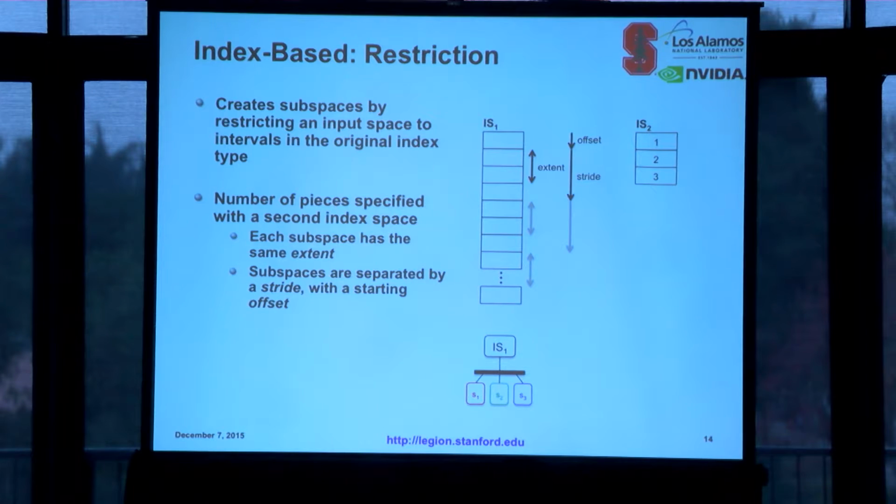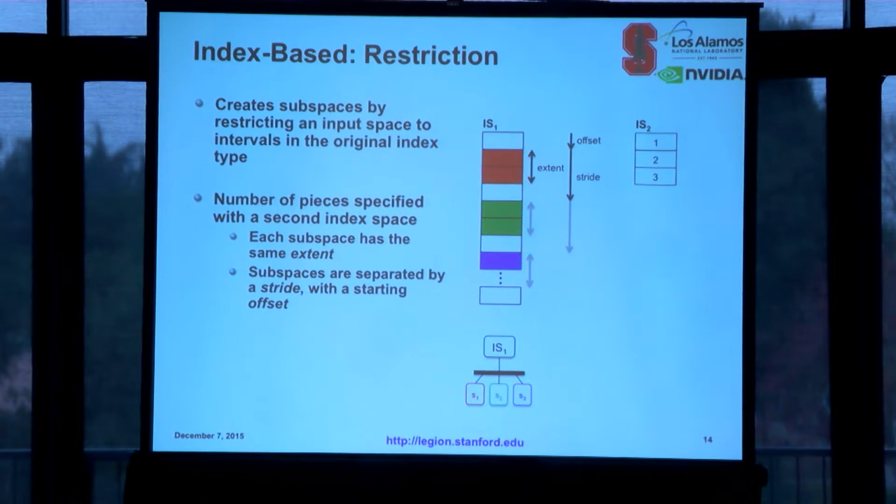And I can walk the strides and the extents forward to compute the colorings I want. So if what you want is regular chunks in some pattern, then this is doing it based on the indices. I've showed the 1D case here. 2D and 3D work just the same. They're just harder to draw.